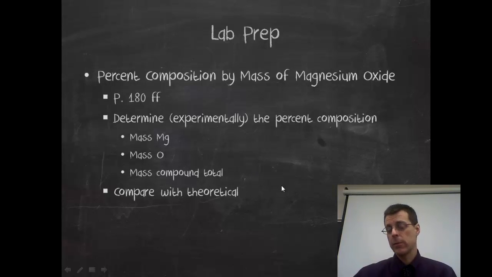My theoretical is going to be based on what we saw a second ago. If I know the chemical formula for magnesium oxide is this, then I could come up with the total mass of that, and the mass of the magnesium piece, and the mass of the oxygen piece. And for that, we're using the chemical formula that we expect for magnesium oxide.